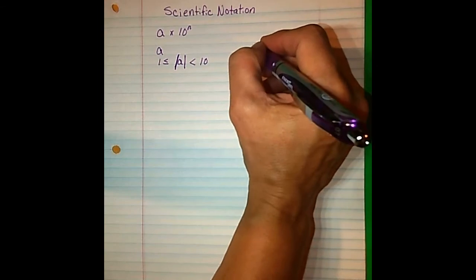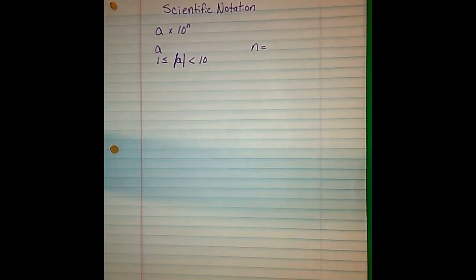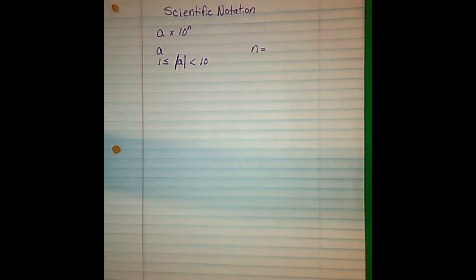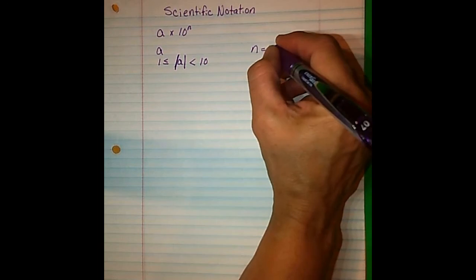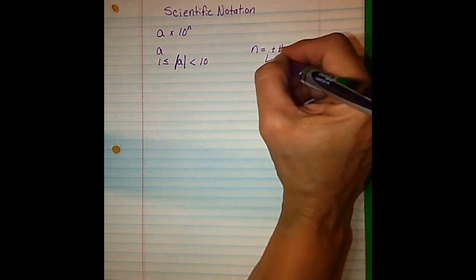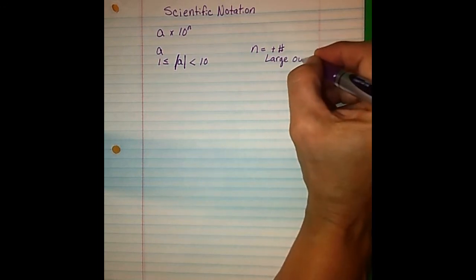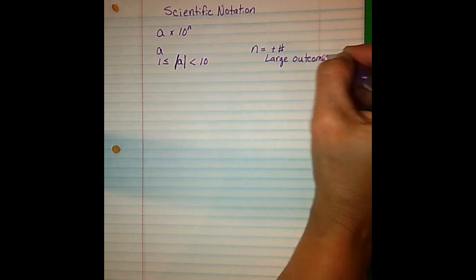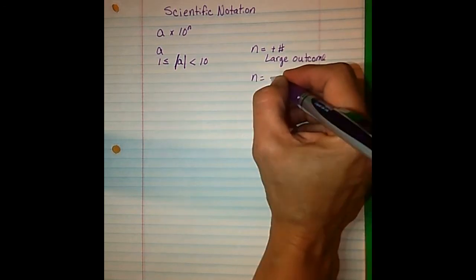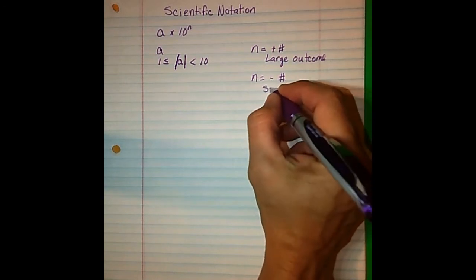Where N is going to be the power, the degree on my 10, because we're working in tens. So if N is a positive number, it's going to be a large number, a large outcome. If N is equal to a negative number, well, then it is a small outcome.